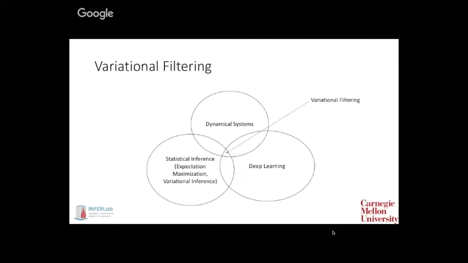controversial. So basically, the algorithm is in the intersection of dynamic systems, deep learning, and statistical inference, especially expectation maximization, variational inference. So the statistical inference part makes the whole thing completely unsupervised. The dynamic systems part provides basically the structure of the model. So we are modeling NILM as a dynamic system. And then the deep learning part is basically the optimization engine of the whole thing. It makes it pretty fast.